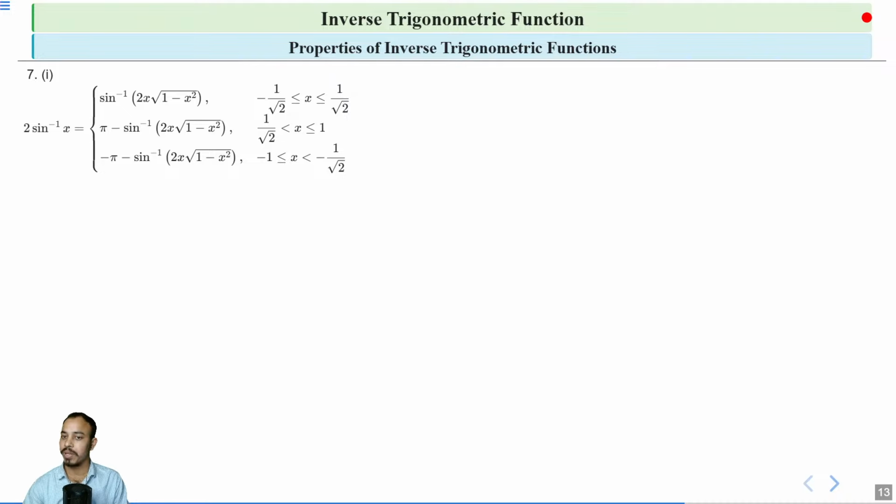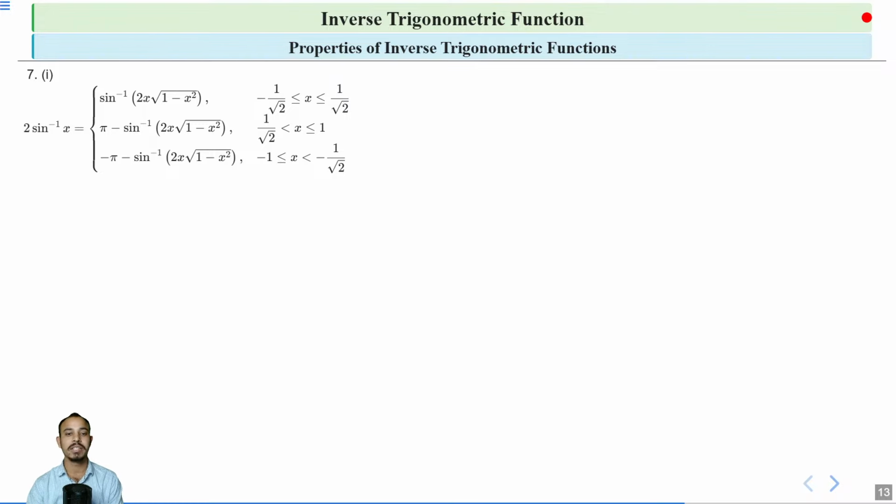Okay, so you first have to separate into different intervals. Like minus 1 by root 2 to 1 by root 2, 1 by root 2 to 1, and minus 1 to minus 1 by root 2. Okay, and for every interval you have to find 2 sin inverse x. So 2 sin inverse x is equal to sin inverse of (2x times square root of 1 minus x square) for the interval minus 1 by root 2 less than or equal to x less than or equal to 1 by root 2.